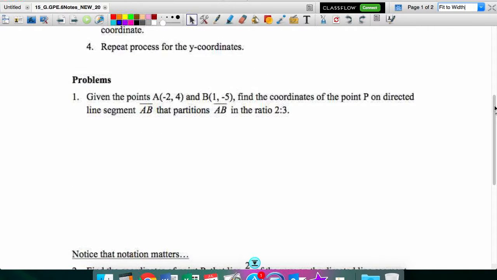In problem 1, we're given 2 points, A, -2, 4, and B, 1, -5. And we want to find the coordinate P on a particular segment AB that's going to partition the segment into a ratio of 2 to 3. Visually, this is what it looks like.